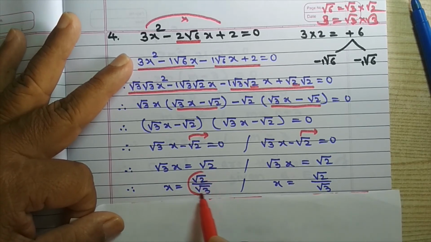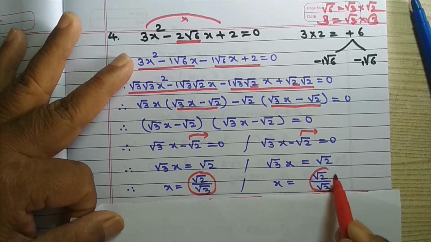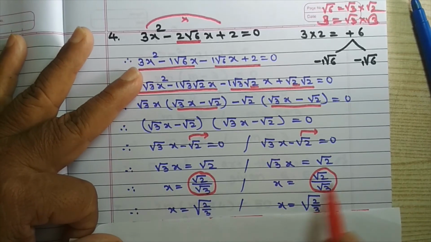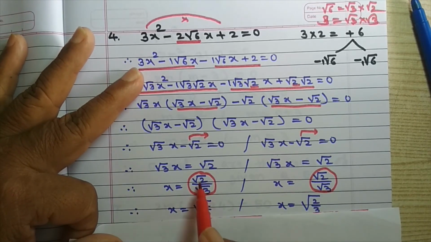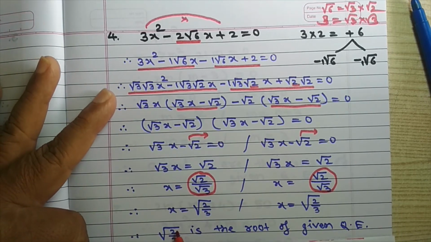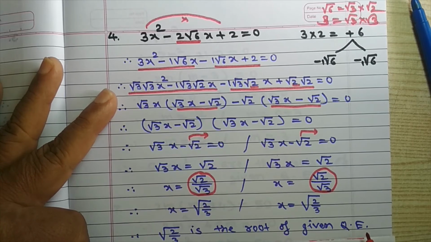See here, both the factors are the same. Therefore, finally, we have to write the two terms in one square root. x is equal to square root of 2 upon 3. That is the root of the given quadratic equation. Root 2 upon 3 is the root of the given quadratic equation. Okay.